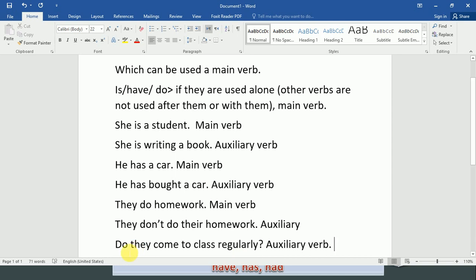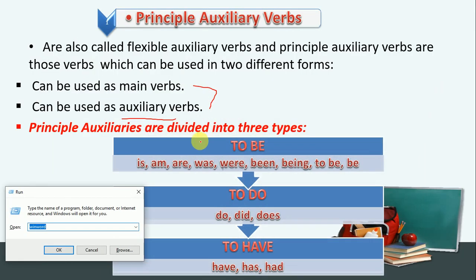Alright? I hope you got it. So do and does are the auxiliary verbs of simple present tense, right? So let me explain this.